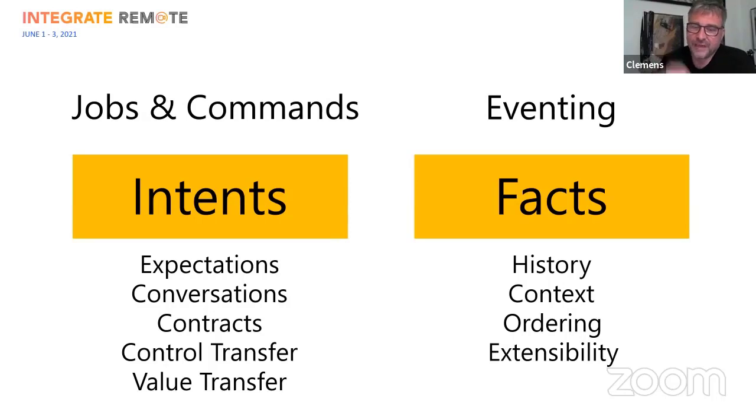If you have a job or a command that you want to send to another party, you're conveying an intent. You have an expectation from them. And you're often engaging in a conversation with them, which means you are sending a command and then you're expecting feedback when that command has been executed. Also, those intents typically control a transfer of control from one part to the next of the system, or they actually do actual value transfers.